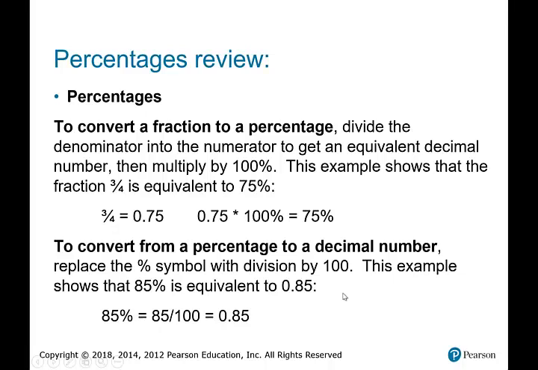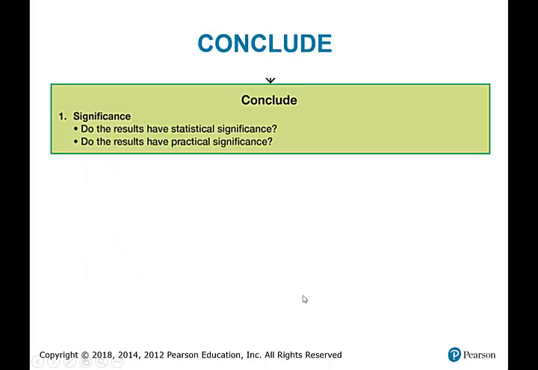To convert from a percentage to a decimal number, replace the percent symbol with a division by 100, and then complete the division to get the decimal equivalent. So 85% would be 85 over 100, which equals 0.85.